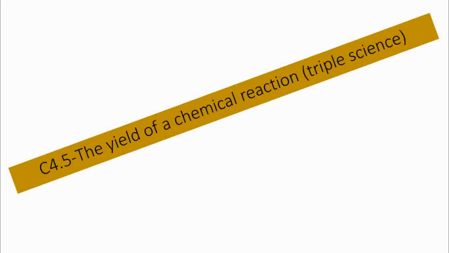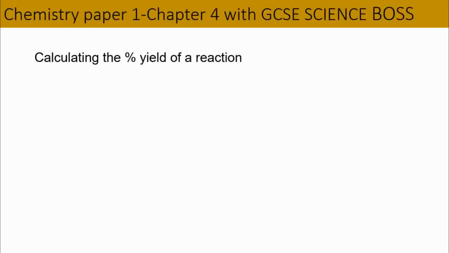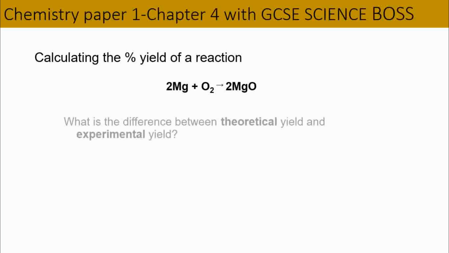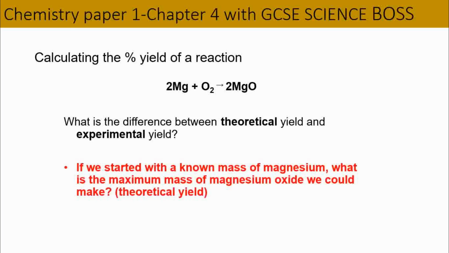Okay, we're now looking at chapter 4.5, the yield of a chemical reaction. So before we can calculate the percentage yield of a reaction, we need to know the difference between theoretical yield and experimental yield. All right, so theoretical yield means that if we started out with a particular mass of magnesium, what's the maximum mass or the calculated mass of magnesium oxide that we could get from the magnesium that we started with? That's known as your theoretical yield, the maximum possible mass from your calculation.